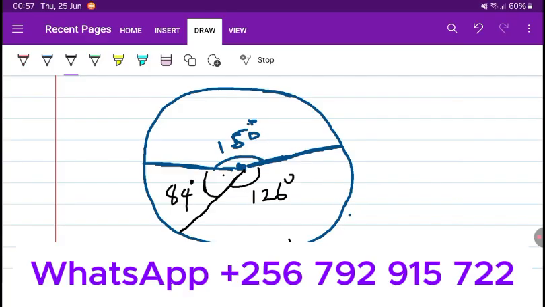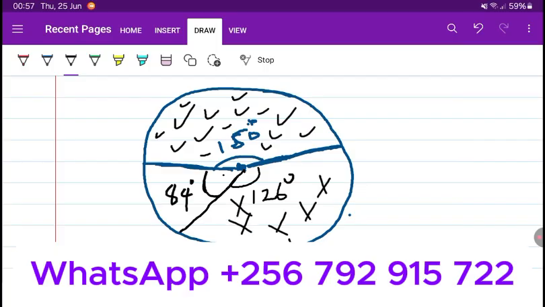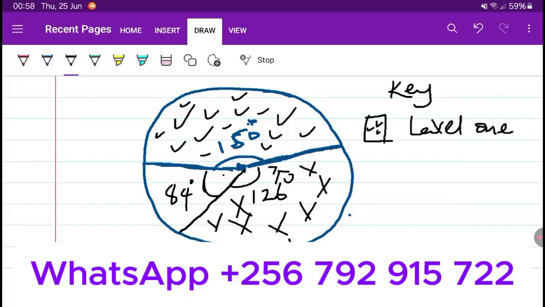Then we need to shade. So this one we can shade it maybe like this. We shade and then we give a scale. Maybe this one we can use X. Then the other one we can leave it unshaded. So we come here and represent our key. Of course, we have the one that is represented by V. This is level 1. Then the one that is not shaded, that is level 2.